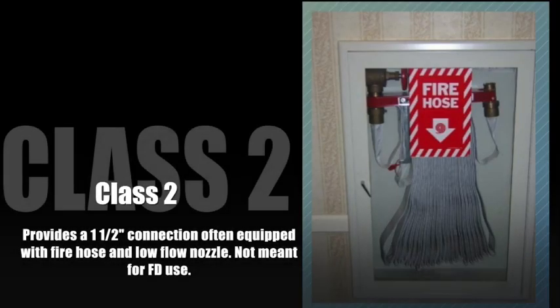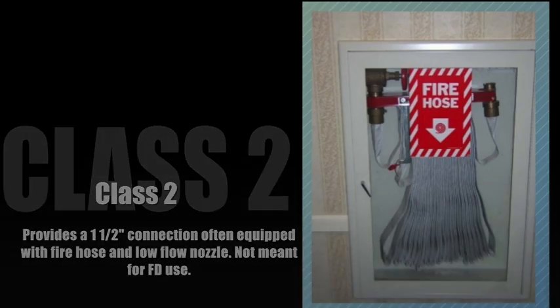Class 2 systems. These systems are designed for occupant use in combating a fire until the fire department arrives. These systems provide a 1.5-inch connection and are often equipped with fire hose and a low flow nozzle. They provide a limited supply of about 100 gallons per minute.